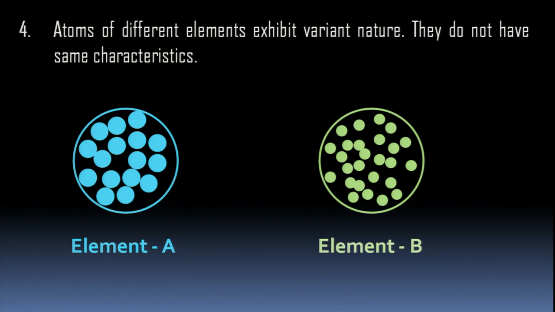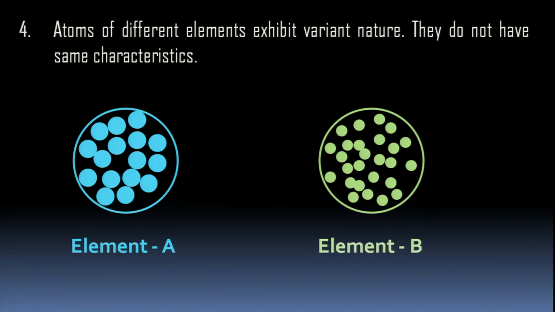Now, atoms of different elements exhibit variant nature. They do not have the same characteristics. You can see, children, in element A, you have lots of atoms, and their shape and size are equal. In element B, you have lots of atoms whose shape and size are equal. But are all the atoms of element A similar to all the atoms of element B? No, they vary. Different elements have different types of atoms and they vary in their characteristics also. Here you see they are blue and a little bigger atoms. Here you see they are green and a little smaller. This is just for demonstration purposes, okay, children?